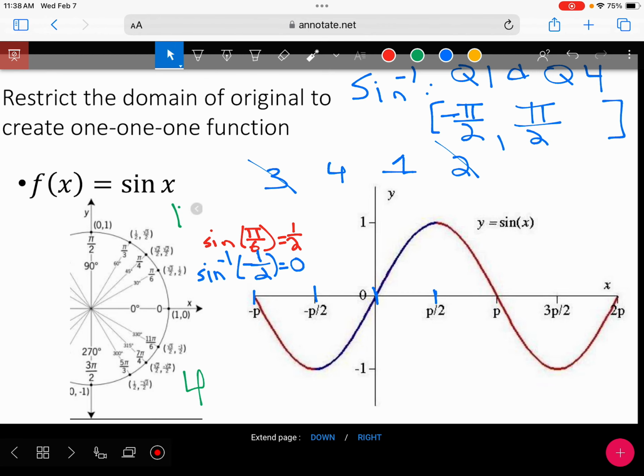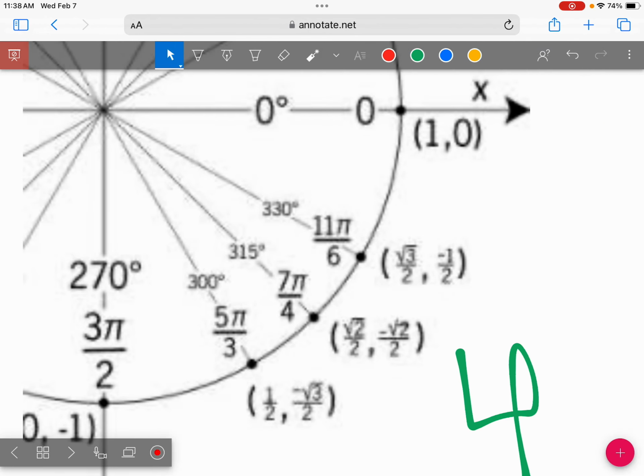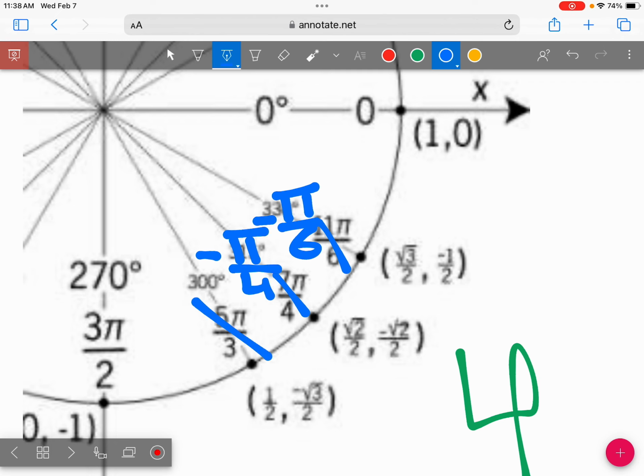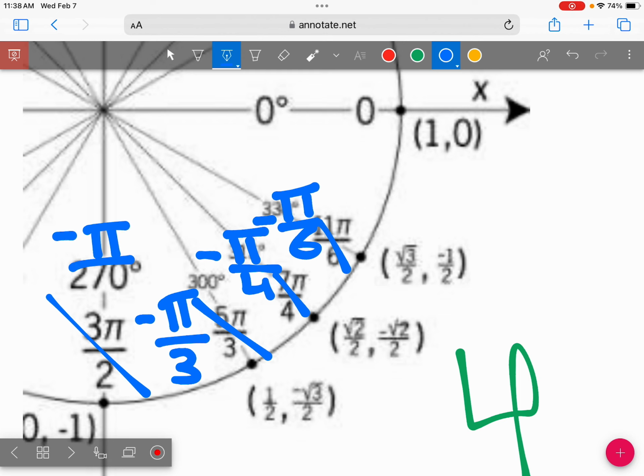So when we're working with these inverse trig functions, the way we need to think about these radians is not as 11 pi over 6, but as negative pi over 6. We don't think of this as 7 pi over 4. We think of it as negative pi over 4. We don't think about this as 5 pi over 3. What do you think we think of it, Chris? Negative pi over 3. And then that right there is going to be our negative pi over 2. We have to make sure our answers are inside that restricted domain that we figured out.